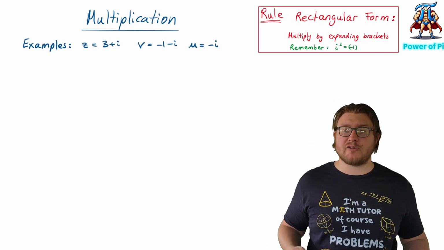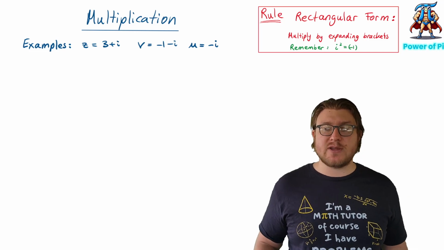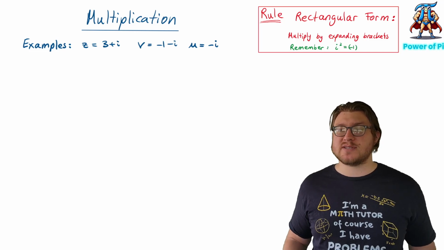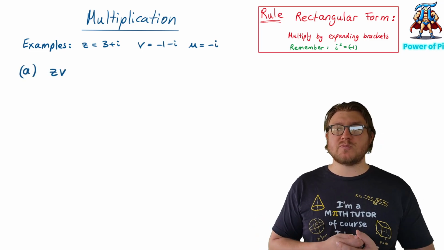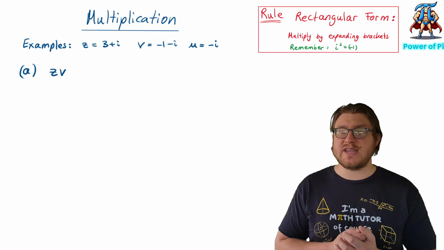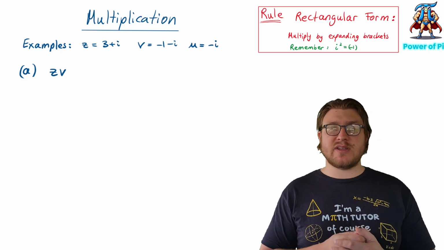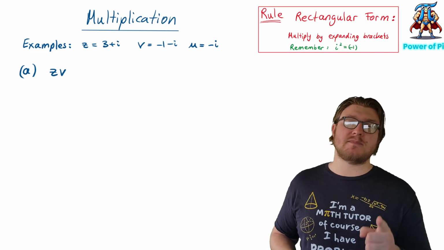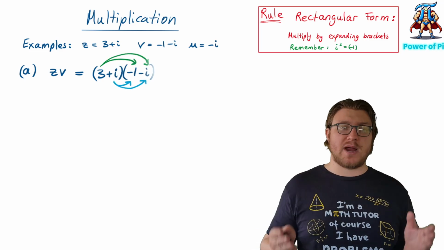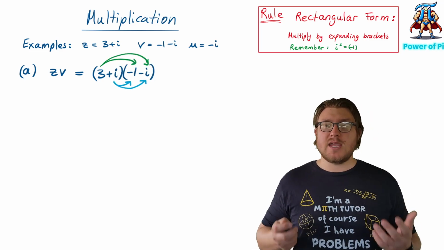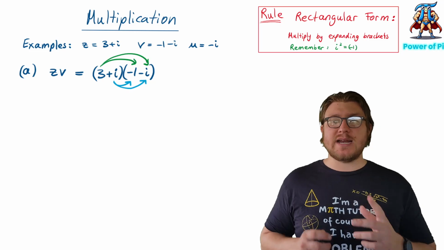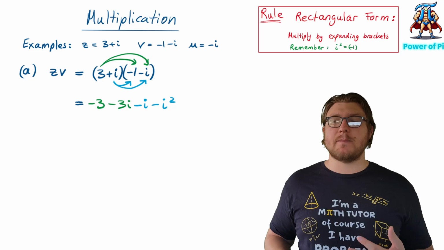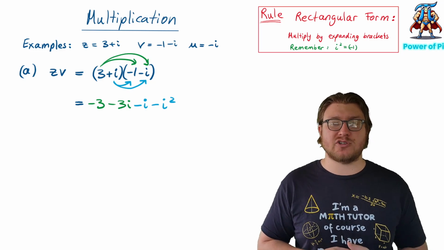Let's have a look at our first example. z is 3 plus i, v is -1 minus i, and u is minus i. First, we're going to find z times v. Well, z times v, we're just going to leave them in rectangular form, but remember, every time you substitute in, we need brackets around. Here we're going to use the FOIL method, and I've color-coded the top ones and the bottom ones differently so you can make sure you're double-checking where you get to.